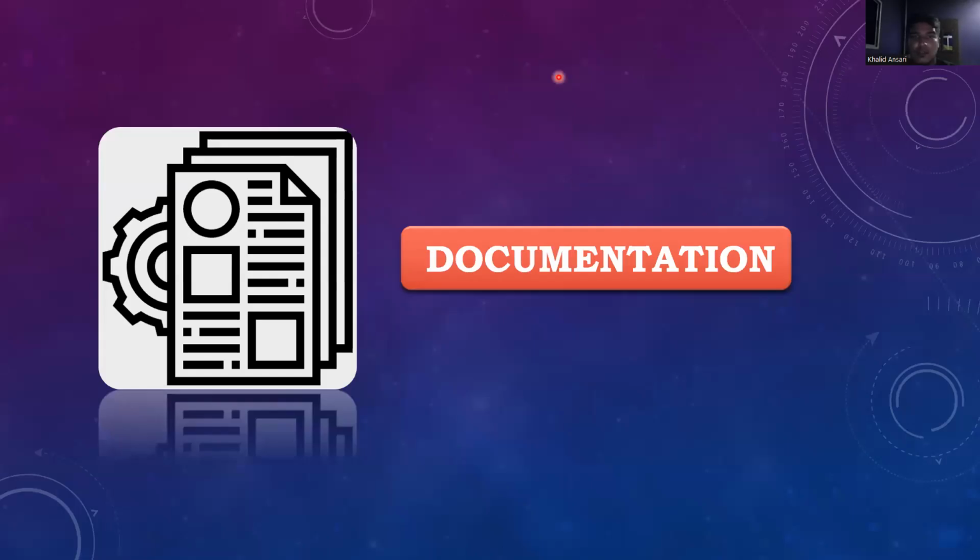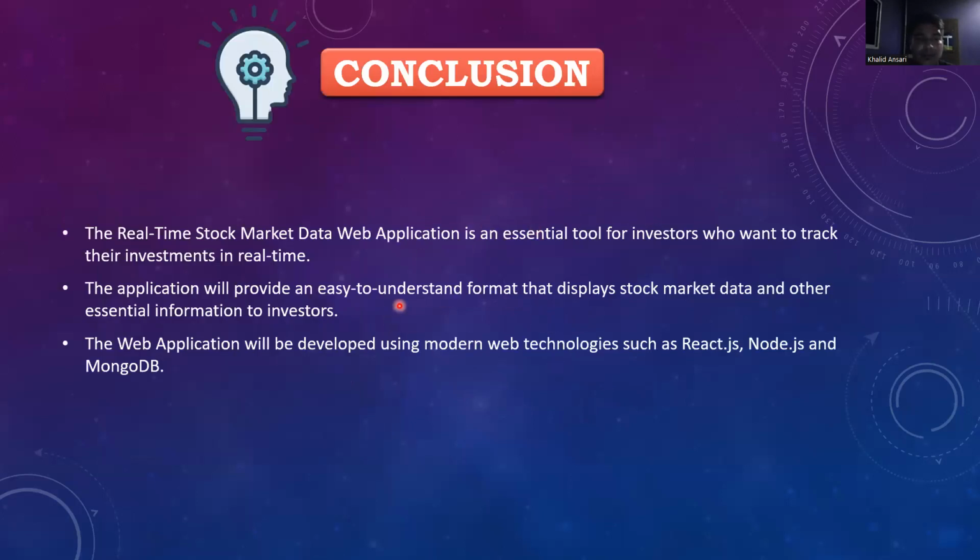Now, continuing with the presentation, we have our conclusion slide. The real-time stock market data web application is an essential tool for investors who want to track their investments in real time. The application will provide an easy-to-understand format that displays stock market data and other essential information to investors. And the web application will be developed using modern web technologies such as React.js, Node.js, and MongoDB.